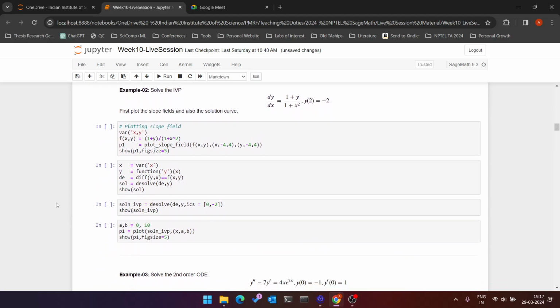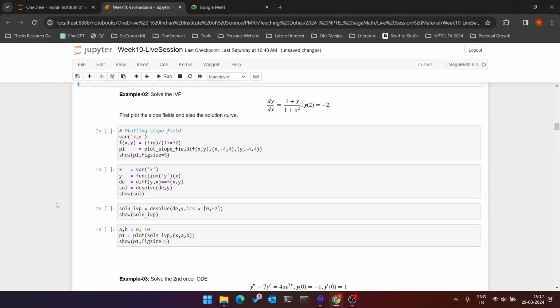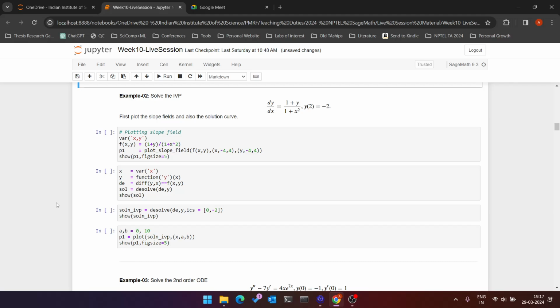Example 2 asks us to solve the initial value problem dy by dx equal to 1 by 1 plus y upon 1 plus x square, and y of 2 equals minus 2. We have to plot both the slope field as well as the solution. So for the slope field we have plotted x-axis, y-axis going from minus 4 to 4, and I could actually restrict x to only 2 to 4. Okay, I'll just leave it for now.